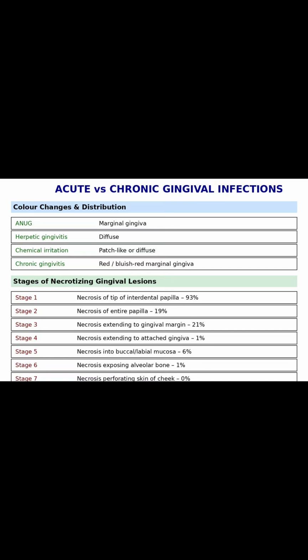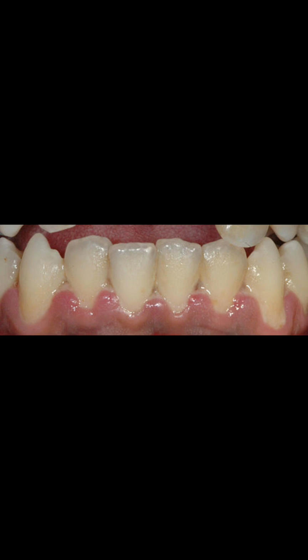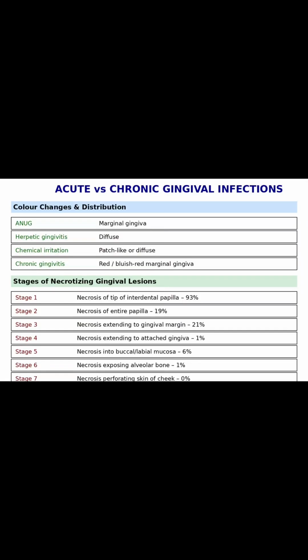Let's talk about acute necrotizing ulcerative gingivitis or ANUG. In ANUG, the inflammation predominantly involves the marginal gingiva and interdental papillae. Clinically, the gingiva appears erythematous, covered with grayish-white pseudomembrane. It shows punched out interdental papillae. The localization to the marginal gingiva is due to plaque accumulation and anaerobic bacterial proliferation, especially fusiform bacilli and spirochetes. This condition is commonly associated with stress, smoking, immunosuppression, and poor oral hygiene.